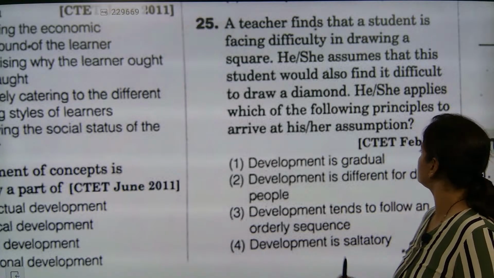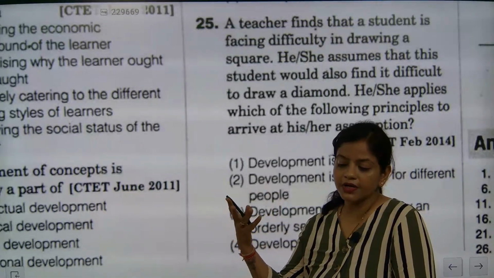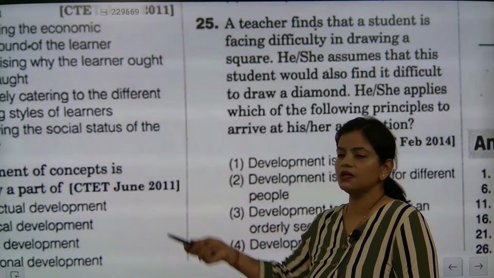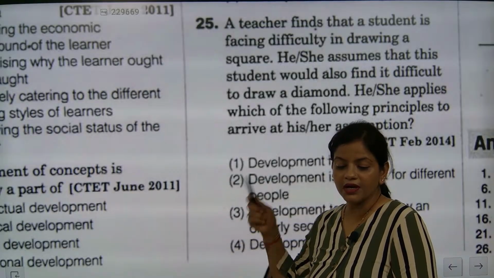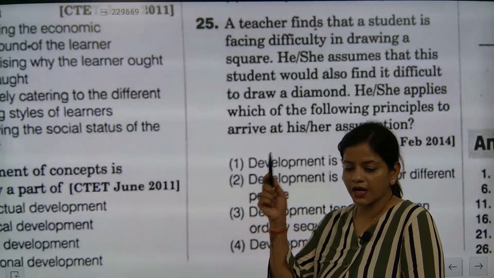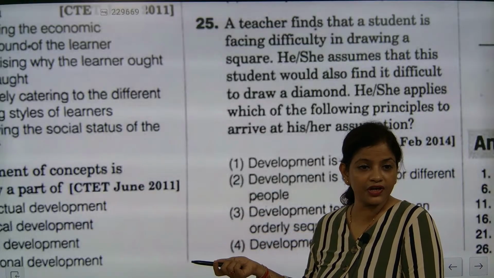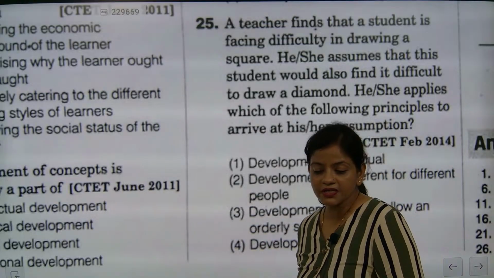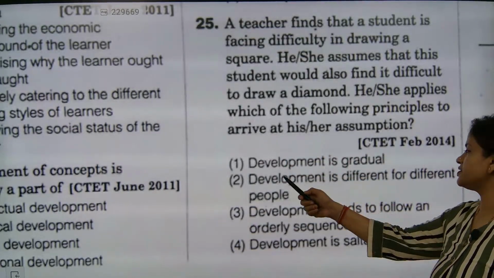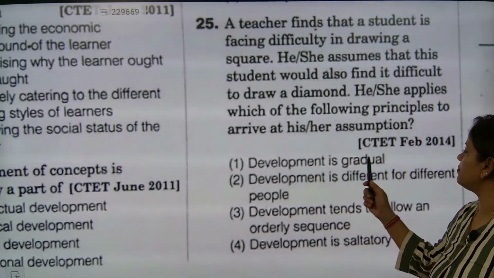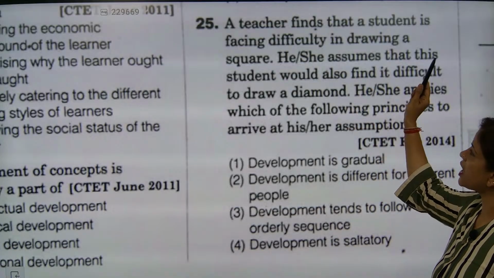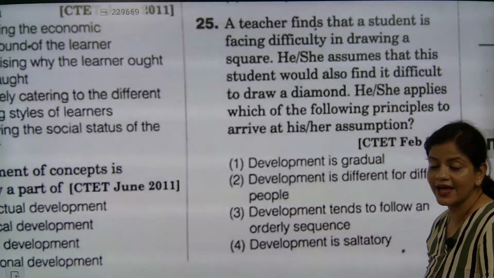Development is gradual. If one part is not possible, then another work the child will not be able to do. If I'm unable to draw a circle, how can you expect me to make rangoli? If I can't draw a circle, I cannot draw the other figures. So step by step, stage by stage, you expect me to do something. So 100% this development is gradual. But this option is not going to work here, because they are saying that after this, the other complex structure has to be drawn.